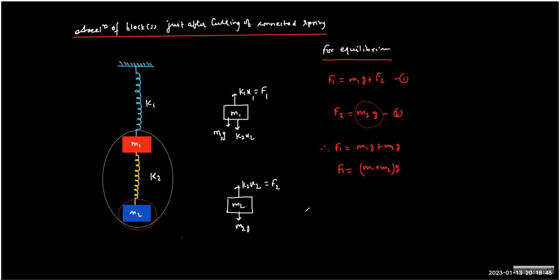Do you realize this? So the upper spring is holding the entire hanging weight, no matter what you connect in between. The entire weight is being supported by the upper spring, and the lower spring is holding the weight of the lower block. Is it clear?